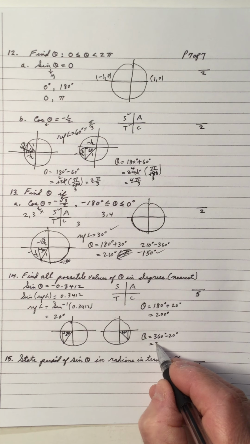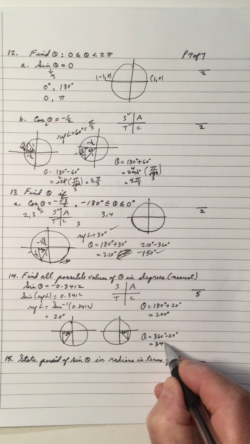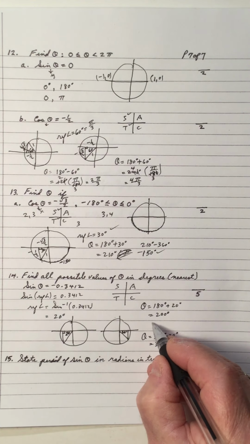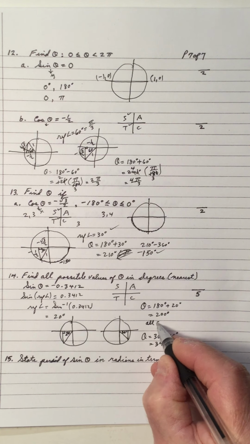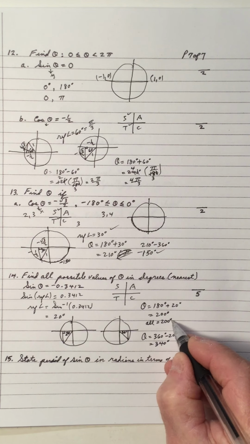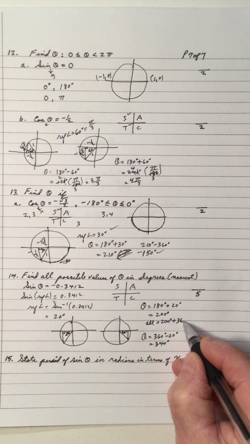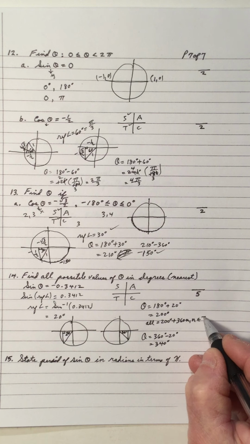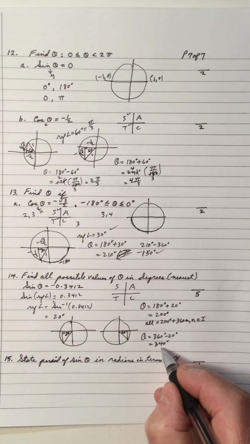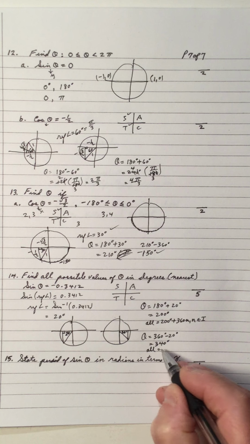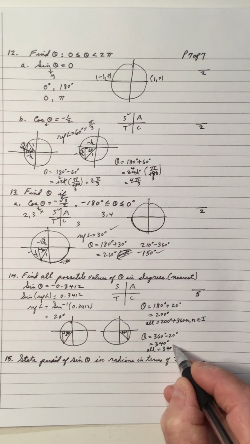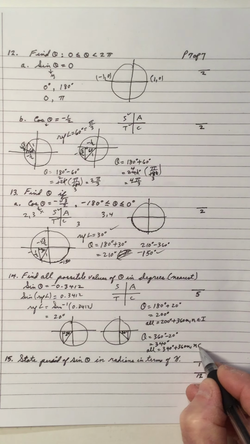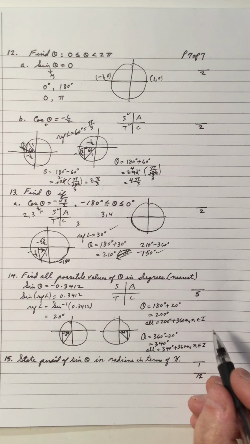So that's 340 degrees. But we want all possibles. So all possibles, all of them, is 200 degrees add on 360 n, where n belongs to the integers. And we want them all for 340 too, so it's 340 degrees add on 360 n, where n belongs to the integers.